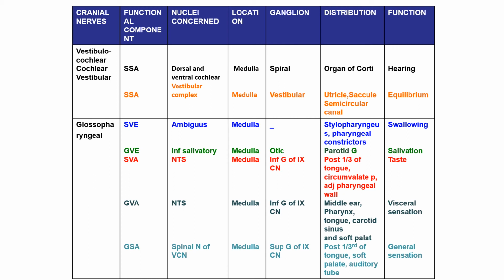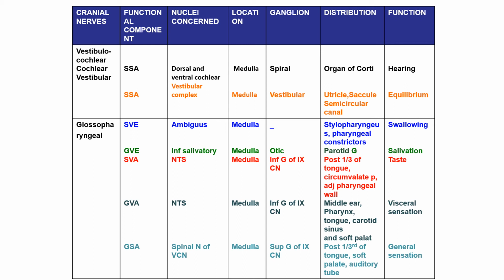Coming to the 9th cranial nerve, that is the glossopharyngeal nerve. It has the following functional components. First is the special visceral efferent column. The nucleus concerned with this column is the nucleus ambiguus, which is located in the medulla, distributed to the muscles derived from the third pharyngeal arch, that is the stylopharyngeus and the pharyngeal constrictor. It helps in performing the function of swallowing.